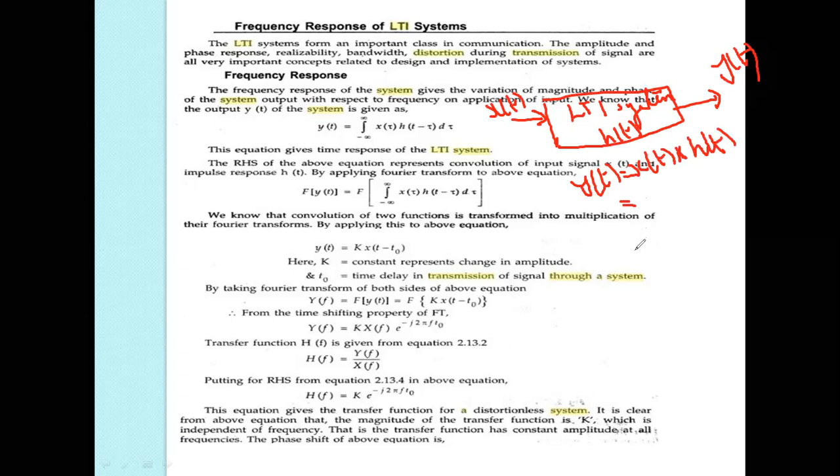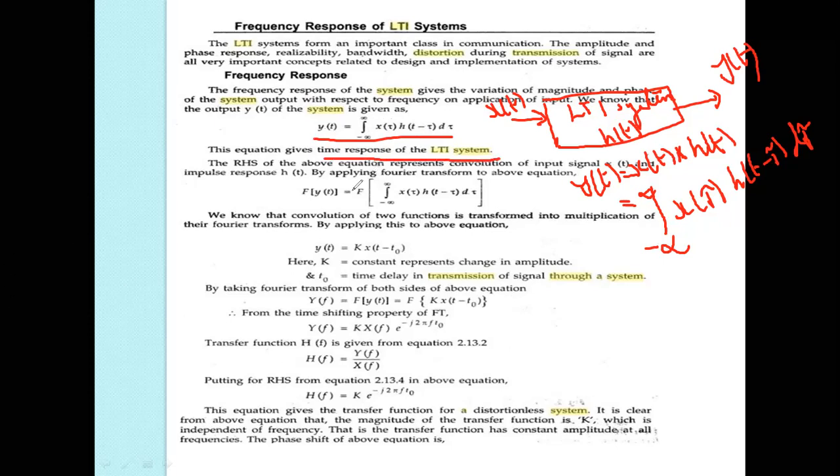We use this formula in the two properties, convolution in time for the Fourier series and for the Fourier transformation also, my students. Integral from minus infinity to infinity of x of tau, h of t minus tau, d tau. See here the same thing: y of t is equal to the integral from minus infinity to infinity of x of tau h of t minus tau d tau. This equation gives the time response of the linear time invariant system.